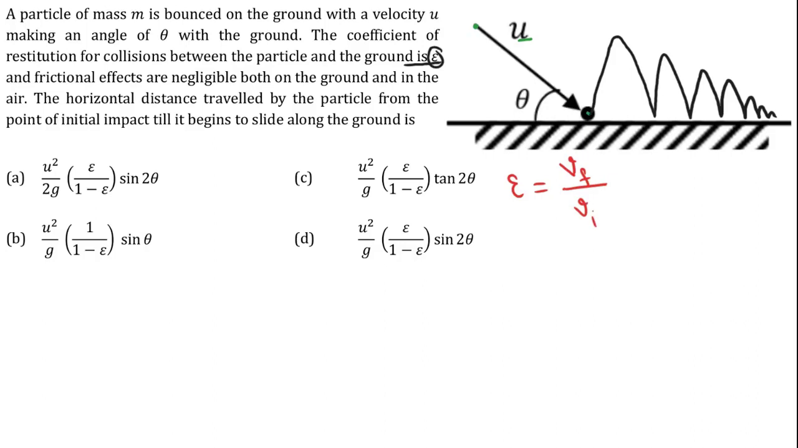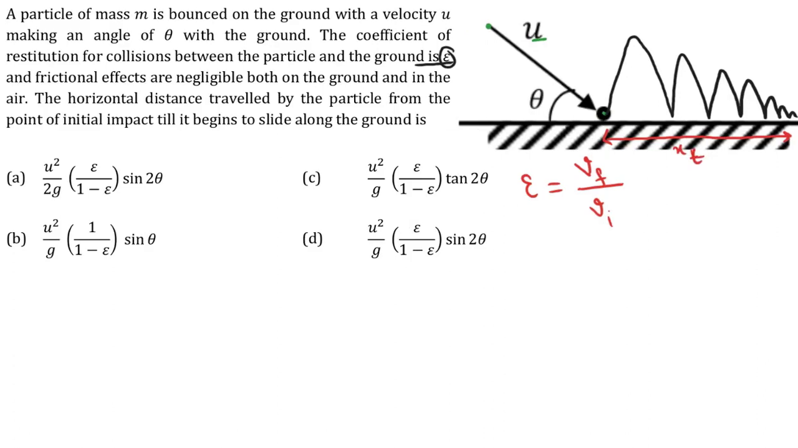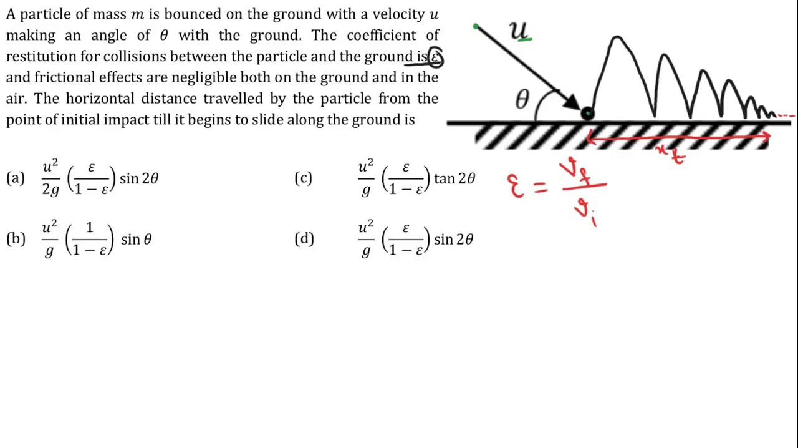What we are told to find is the distance that it travels, let's call that x total, before it starts to slide on the ground. To get that total distance, what we need to do is first get the distance between each of these drops. And to get the distance covered in each drop, we need to know the velocity that it starts with here.